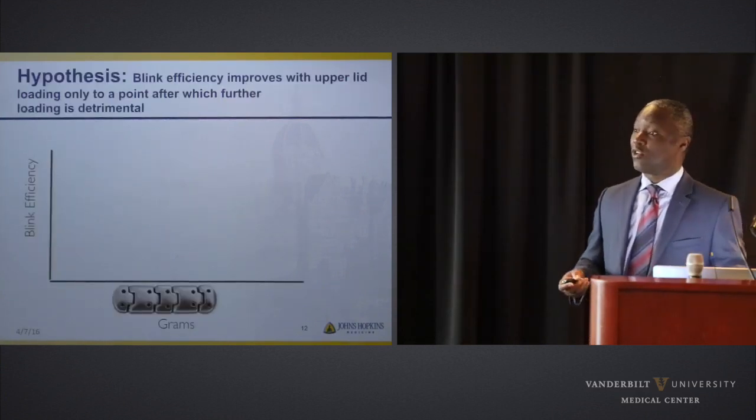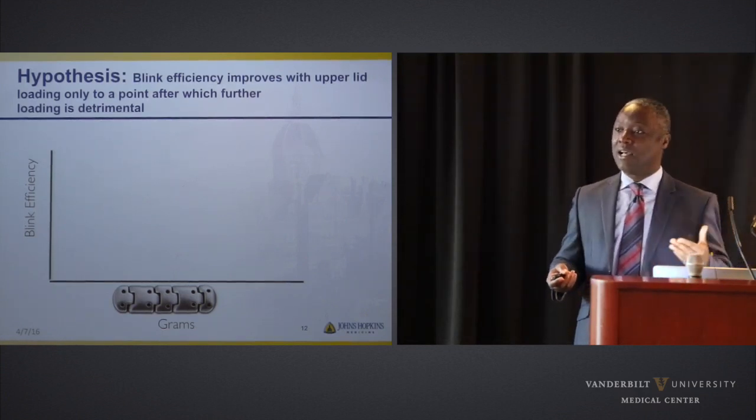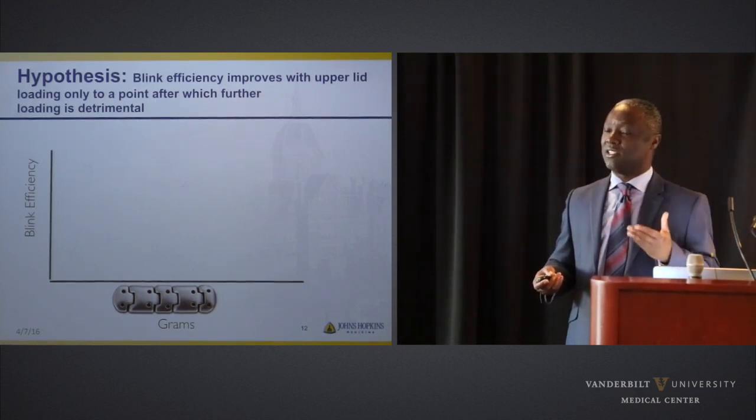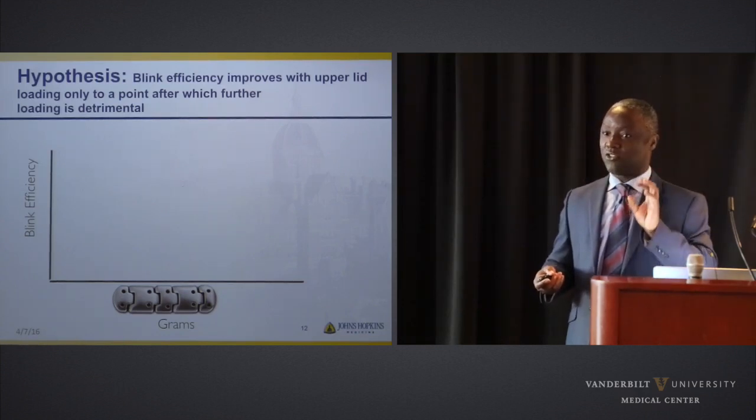So just taking this old procedure that we commonly do, an eyelid weight, my thought was, why do we put weights with the goal of closing the eyes? We should actually try to put weights in the eye with the goal of being able to improve the efficiency of someone's blink.